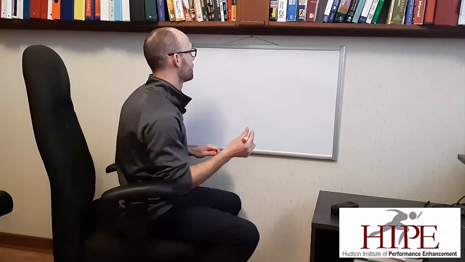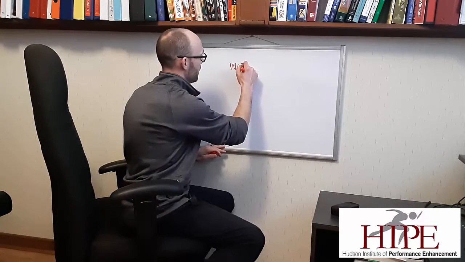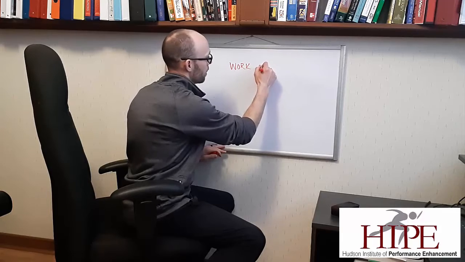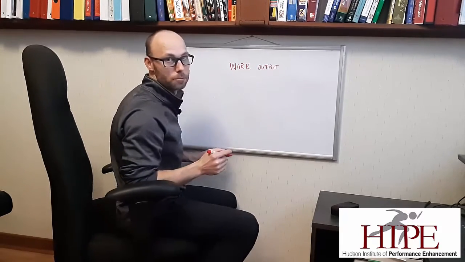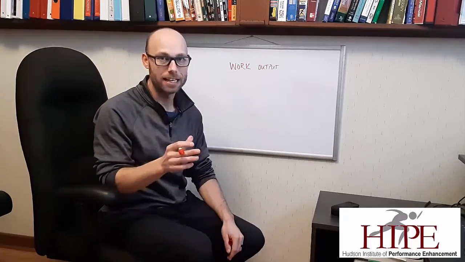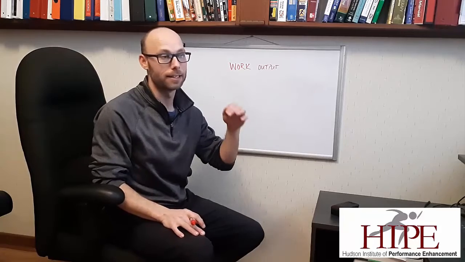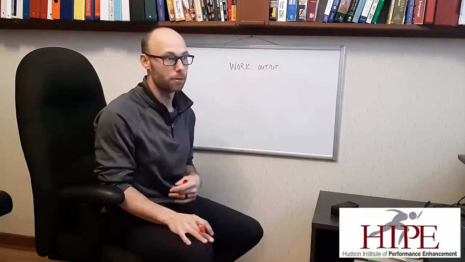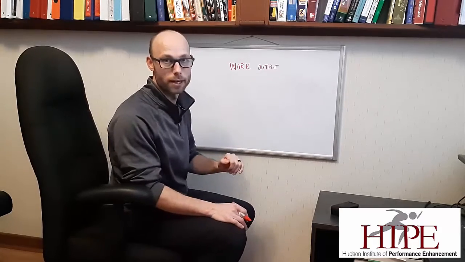Now, the first goal relates to the second, so I'm going to show you what the primary objective is when we first train a client, and that is to create or increase work output. That's your primary objective whenever you train any client. It doesn't matter what their goals are. They can be an athlete that is a high jumper, could be a hockey player, football player, it doesn't matter. You need to increase work output.